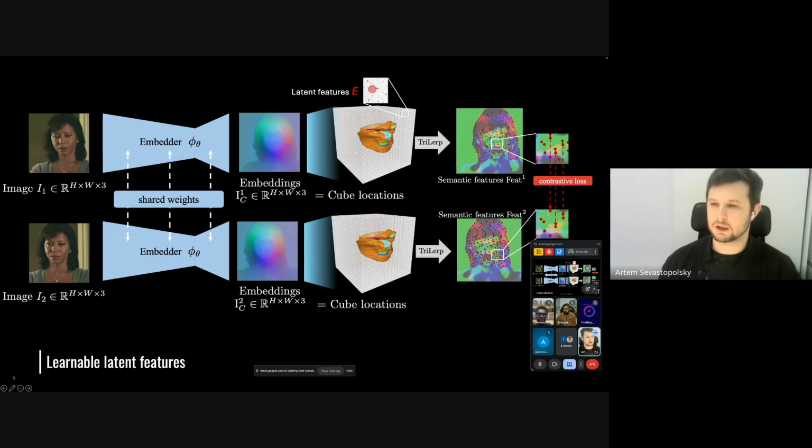Okay. And now we apply the same contrastive loss. And this contrastive loss doesn't suffer from the issue with perpendicularity of the vectors. So that's why this way it's much easier to train the method.